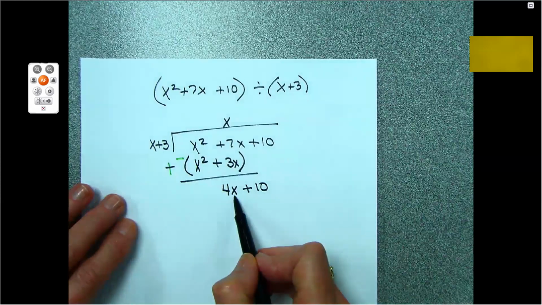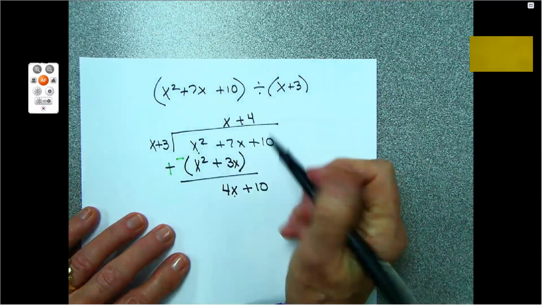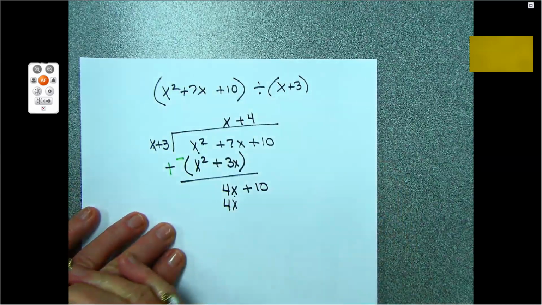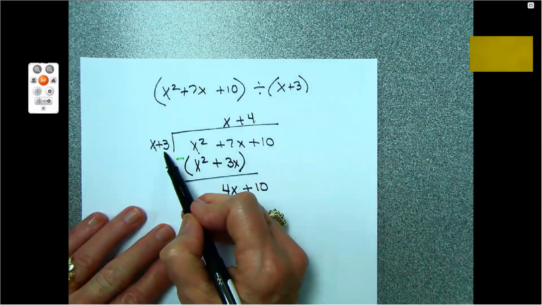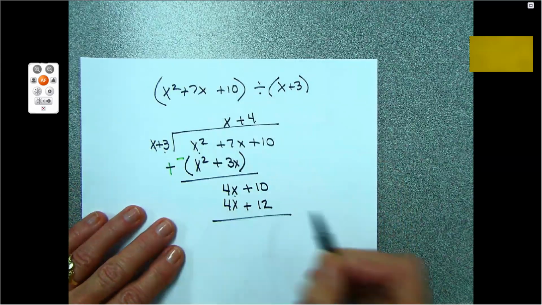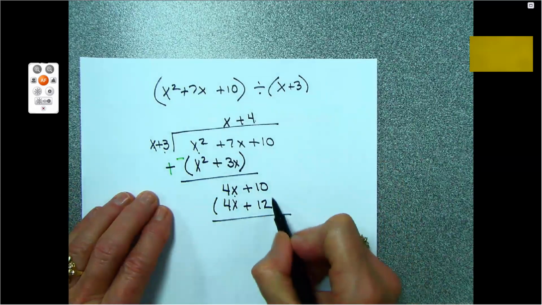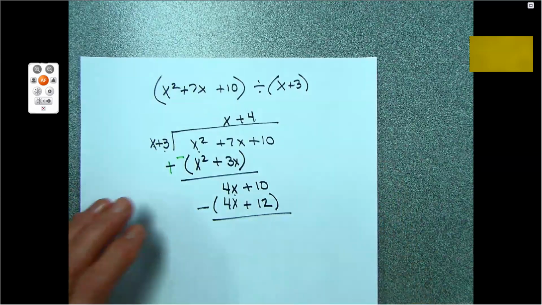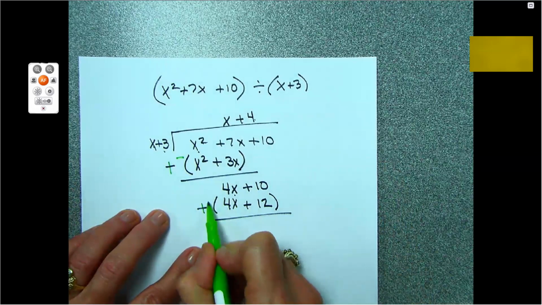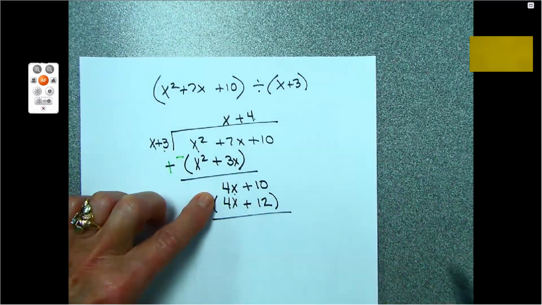X times what is 4x? 4 times x would be 4x. 4 times 3 is 12. Draw your line and we subtract the entire polynomial. Subtraction of polynomials, we change subtraction to addition and add the opposite.